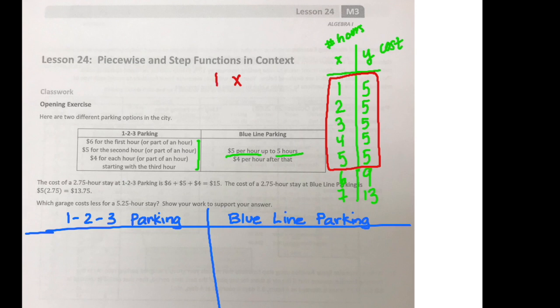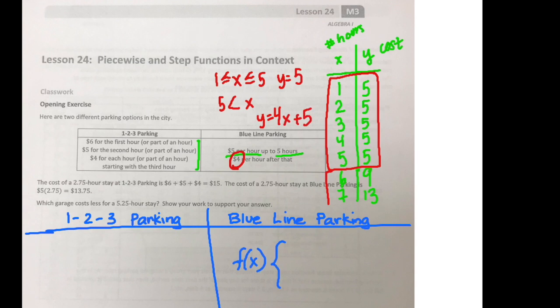Now, I immediately identify that there's going to be this specific domain. So from hours 0 potentially to 5, and that's where I made a mistake here, the cost is going to be $5. So that's y equals 5. Now, anytime you hit 5 point something, so if x is going to be greater than 5, then I'm going to be dealing with a totally different equation because I have to add that $4. So it's going to be 4x plus 5. And that is our first piecewise equation.